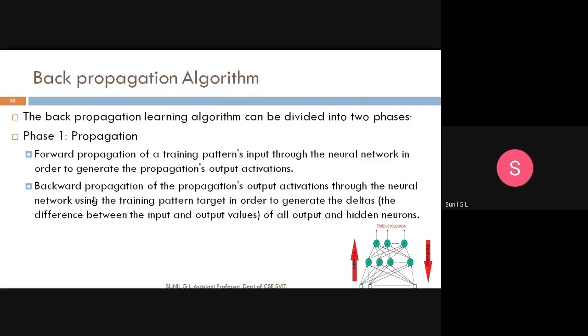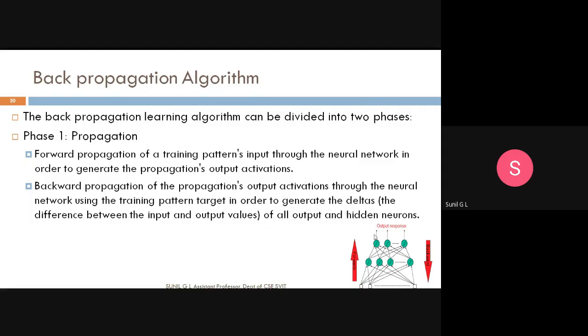In backward propagation, we propagate the output activations through the neural network using the training pattern targets in order to generate the delta, that is the difference between the target and output values of all the output and hidden layers. Here we get an output response, and we will have a difference between the expected target values and whatever output we are getting. To minimize that difference, we use back propagation.